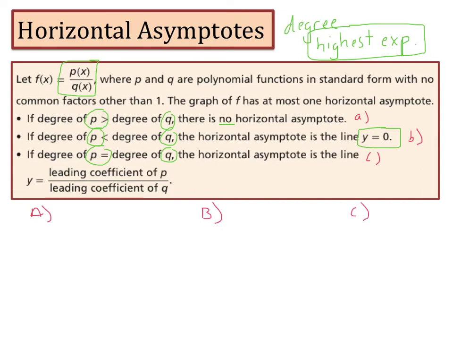So for scenario A, the degree of p is greater than q. So for example, if I had f of x equals x to the 4th plus 4 over x squared minus 1, the degree of p, which is 4, is greater than the degree of q, which is 2. So for this one, there's no horizontal asymptote.